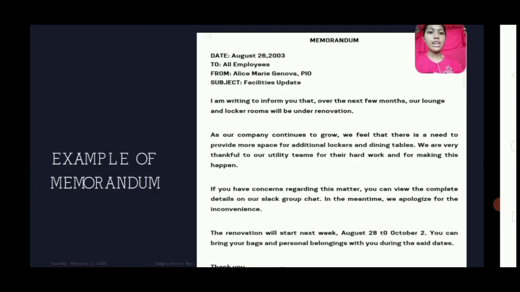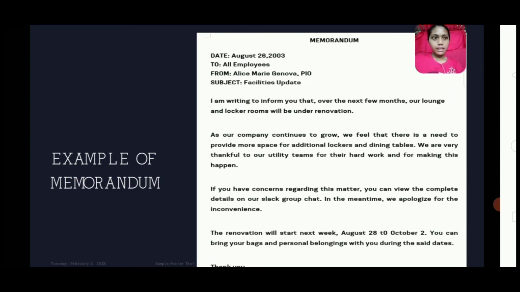So we have here an example of a memorandum. Date: August 26, 2002. To: All employees. From: Alice Marie Genova, PIO. Subject: Facilities update. As you can see, all heading labels are in caps followed by a colon.